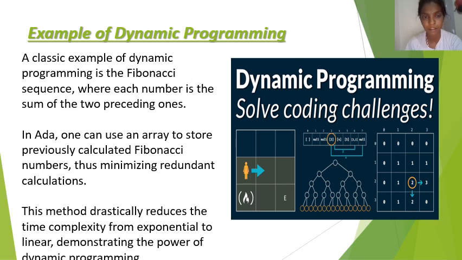Next is examples of dynamic programming. A classic example of dynamic programming is the Fibonacci sequence, where each number is the sum of the two preceding ones. One can use an array to store the previously calculated Fibonacci numbers, thus minimizing redundant calculations. We can use the previously calculated numbers to compute the Fibonacci numbers, which minimizes redundant calculations.